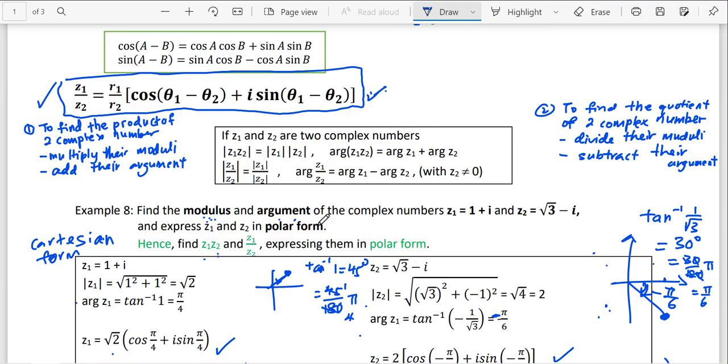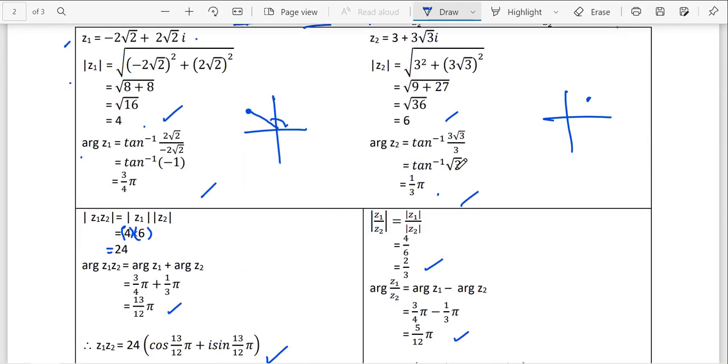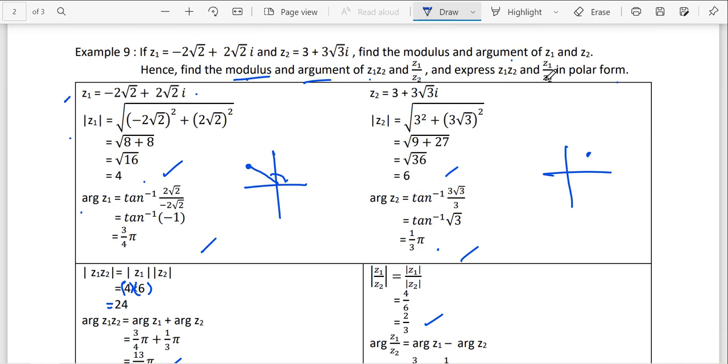This one they ask you for the polar form. This one they didn't ask you for the polar form. Okay, so because they asked about modulus and argument only, you just need to find the modulus and argument. And then here also modulus and argument. Make sure you state the complex number. Okay, modulus normally no problem, all positive all the while.